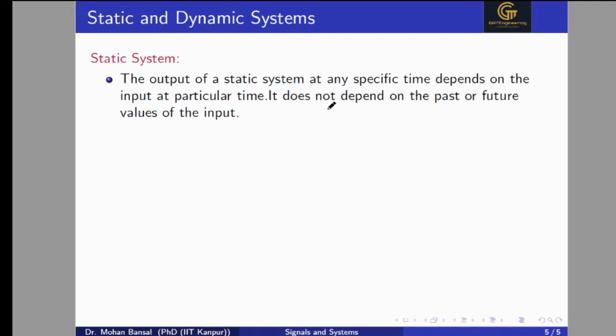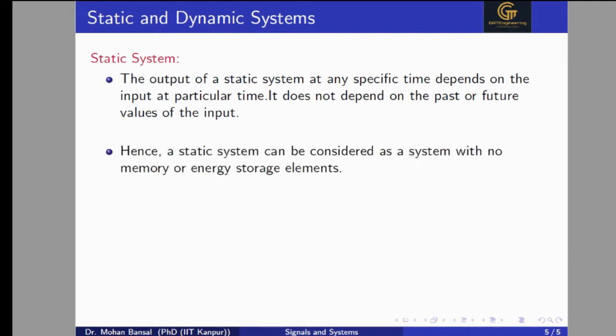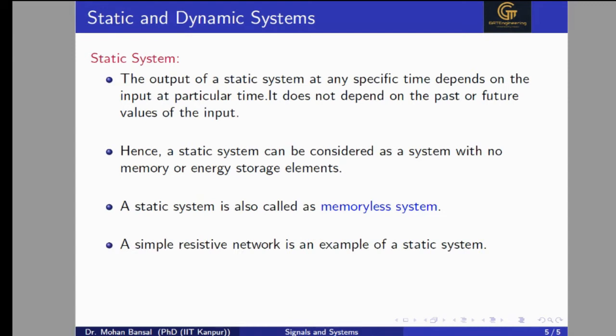So if it is depending only on the present value, the system doesn't have any memory. This system doesn't contain any memory or energy storage element. So this system is called a memoryless system. It doesn't contain any memory, so it is called a memoryless system.